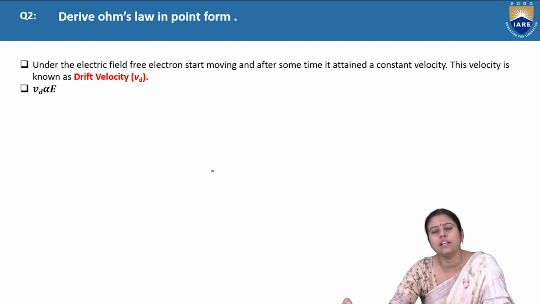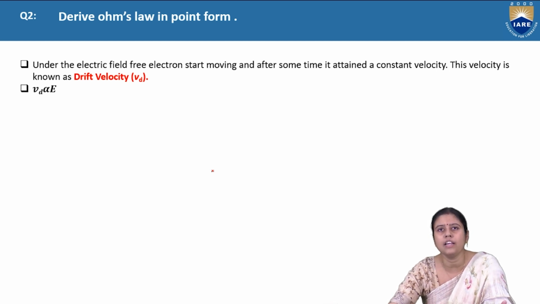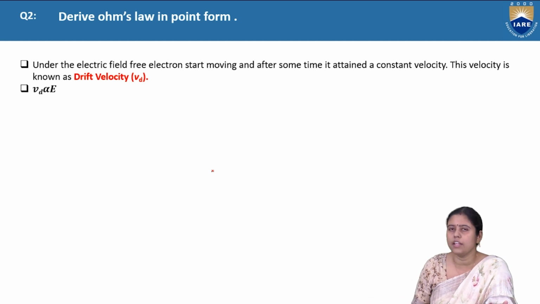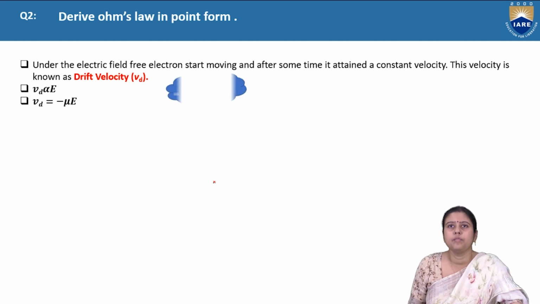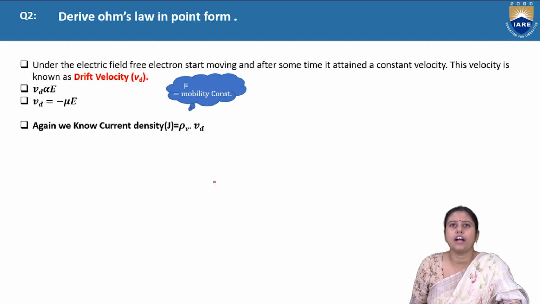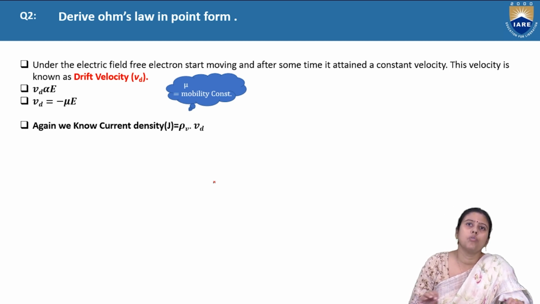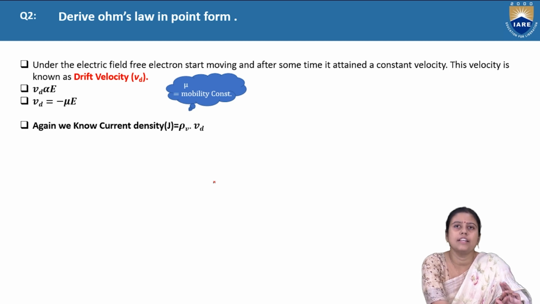If we increase the electric field strength, the drift velocity will also increase, and we can write Vd is directly proportional to the electric field intensity E. So Vd is equal to mu into E, where mu is the mobility constant. Again, we know current density J is equal to rho v into Vd. How can we get this? We know current density J is equal to di by ds.